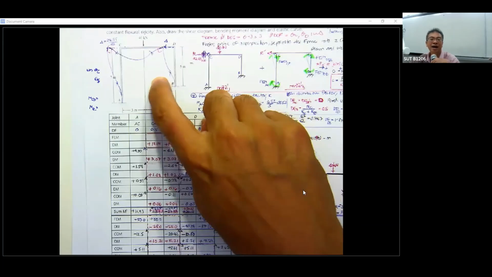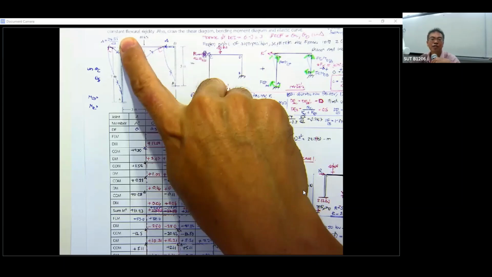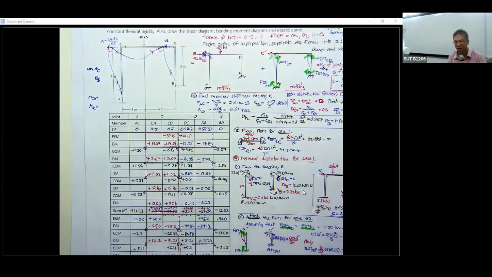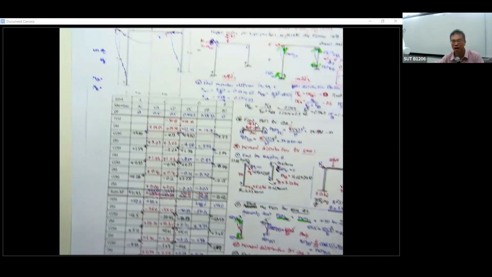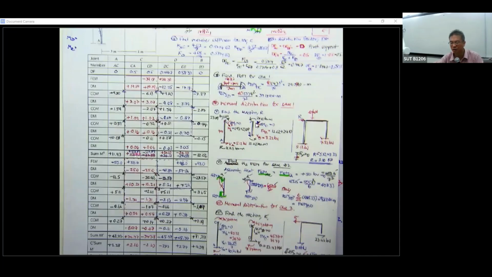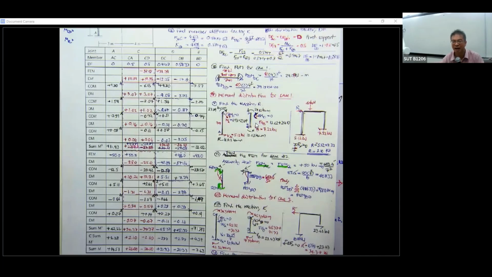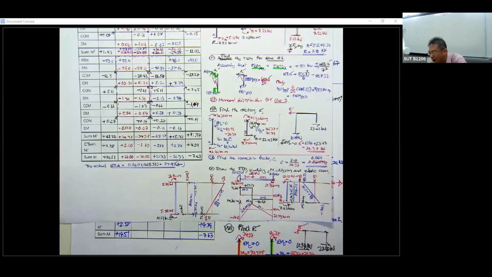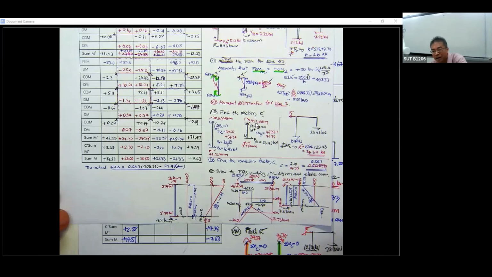And this is the sidesway, 24.95 divided by EI. So time is out, and sorry for the late lecture for 5 minutes. Anyway, I post the solution of this problem into the Facebook already. I'd like you to go back and work on this and check your result with my result.